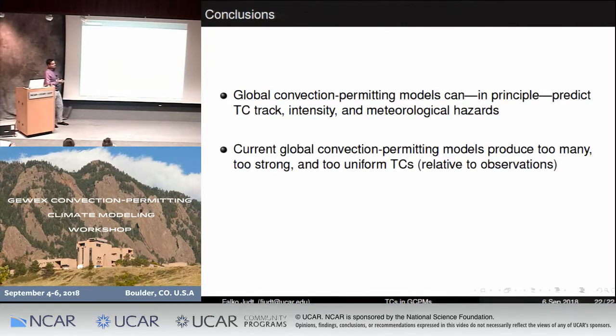The current generation of global convection permitting models, which is kind of generation 0.1, produces too many, too strong, and too uniform TCs. I saw this in the MPAS simulations, and GFDL folks are running very large nests that are almost global. They see it too. But again, there's this caveat. It's only relative to observations. I don't think we can say the observations are truth.